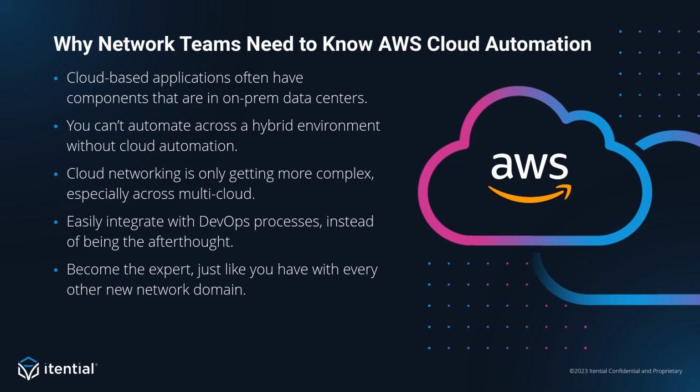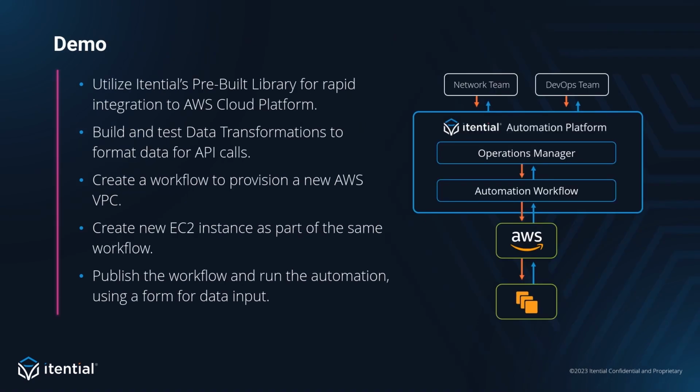So let's go ahead and talk about our demo today. Today, we're going to be utilizing some Itential pre-builts from our library to rapidly integrate with the AWS cloud platform. We'll be building out and testing data transformations to format data to be used for API calls. We'll have a workflow to provision our new AWS VPC, and then we'll be creating a new EC2 instance as part of that same workflow. Finally, we'll show you how we can publish that workflow and run the automation, and we'll be using a form for our data input.